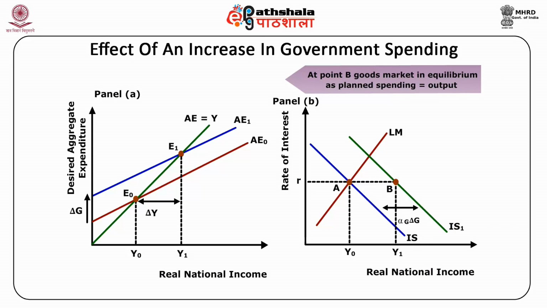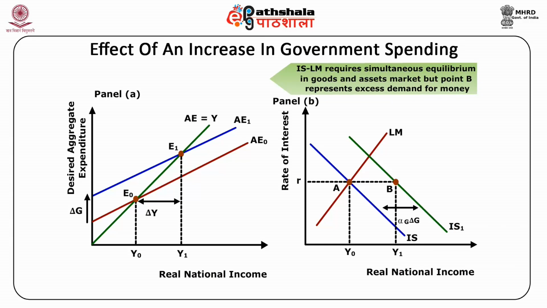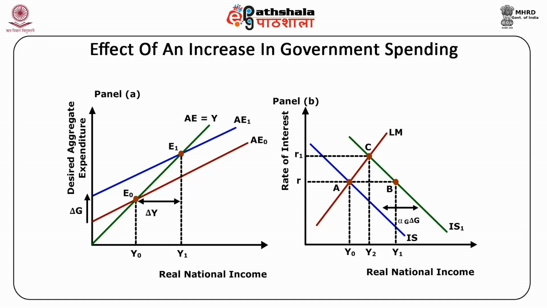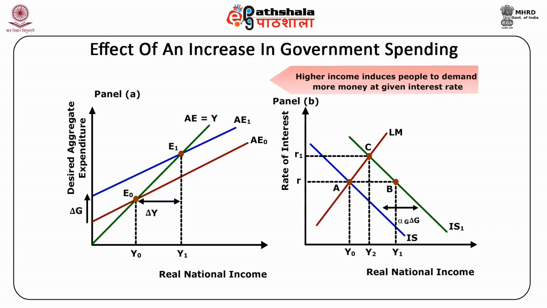At point B, the goods market is in equilibrium as planned spending is equal to output, but ISLM requires simultaneous equilibrium in goods and assets markets. Point B is to the right of the LM curve, thus it represents excess demand for money. This is because a fiscal expansion raises income. Higher income induces people to demand more money at the given interest rate. This excess demand for money, with the given fixed supply of money, raises the interest rate.